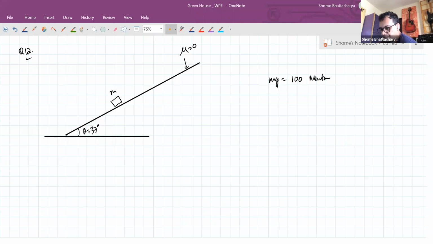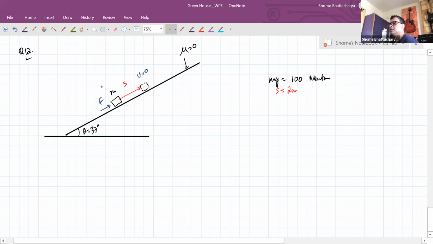Okay, now you have to find the work done by a person in moving the block through a distance of 2 meters in two different situations. In the first part, for this displacement of 2 meters, the external force is applied like this along the inclined plane and very slowly. So that means as it is moving, its speed is tending to 0.